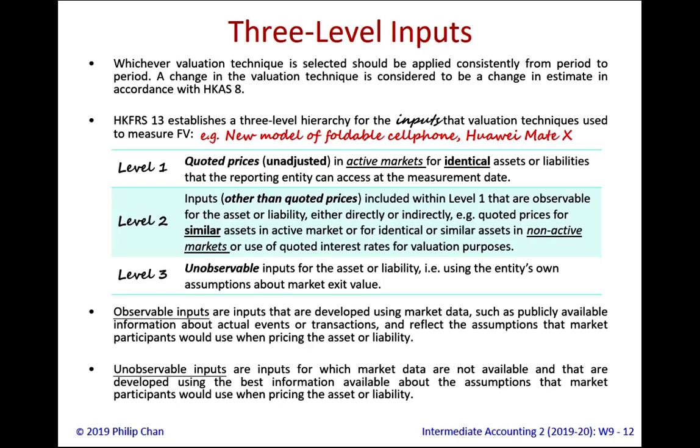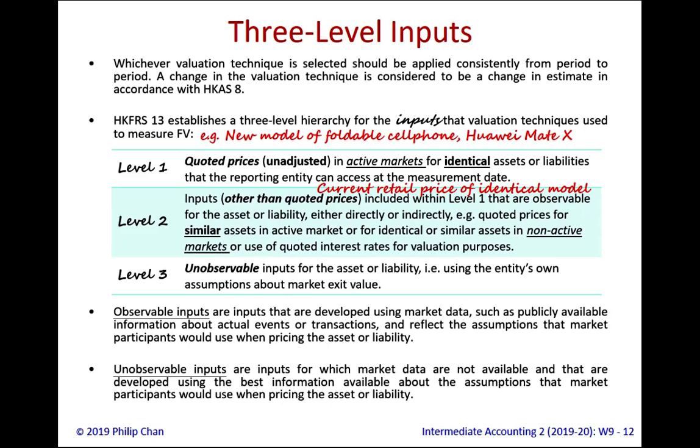Now they want to measure the fair value of this foldable cell phone. What can they do? Well, it depends on what kind of input they have in order to determine the fair value. If they can obtain, for instance, the current retail price of an identical cell phone in the market, then that current retail price would be considered a level 1 input. For instance, the Samsung Galaxy also has a foldable cell phone, and that would be a relevant level 1 input.